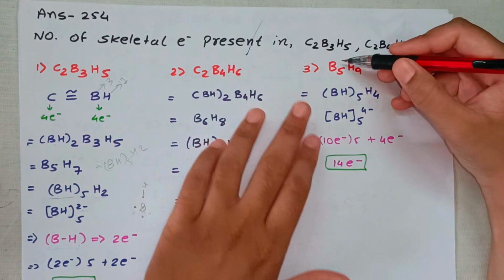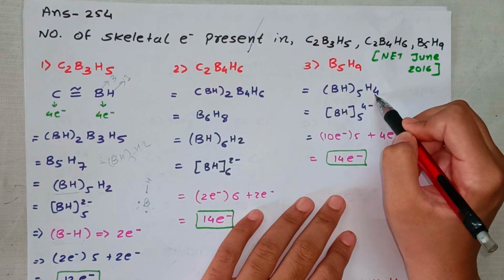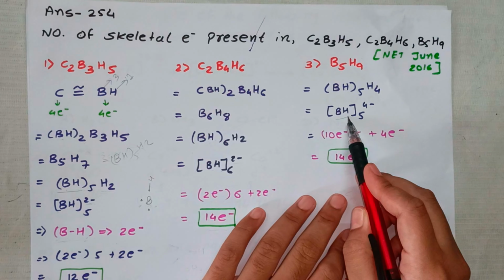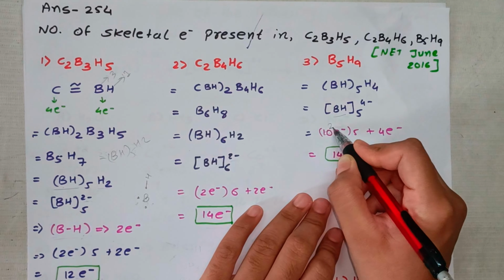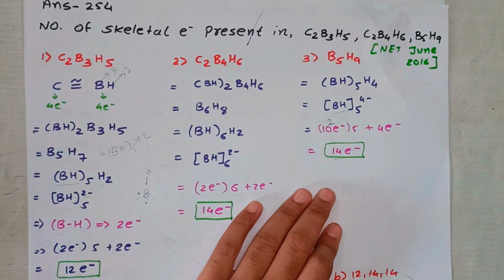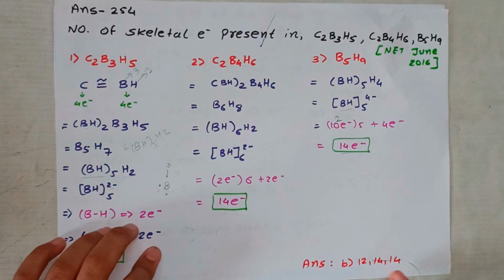Now for this molecule B5H9, here BH5 and H4, BH5 4 minus, and 1 BH contributes 2 electrons. So here 2 electrons into 5 plus 4 electrons. So total 14 electrons. So our correct answer is B: 12, 14 and 14.